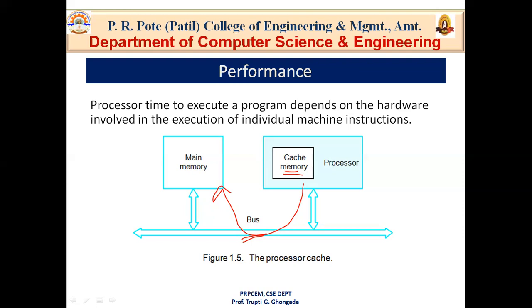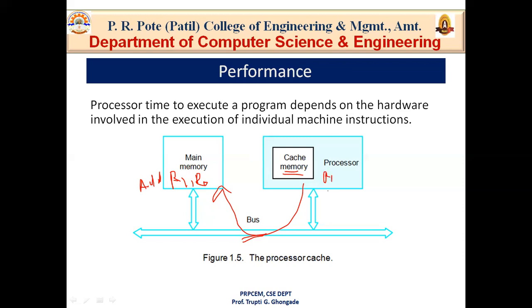So when the execution of an instruction calls for data located in the main memory, the data is fetched and a copy is placed in the cache. For example, the instruction is add R1, R0. Now R1 and R0 are both processor registers.